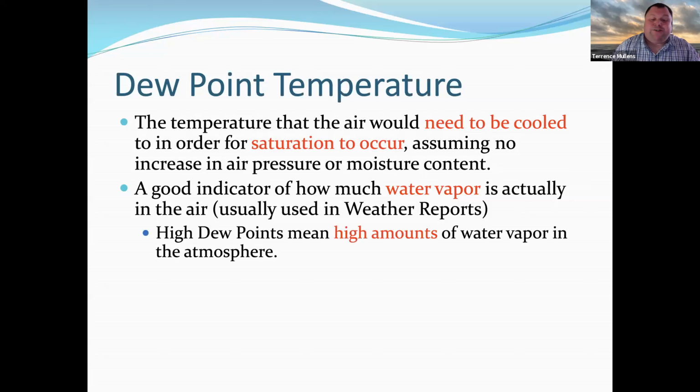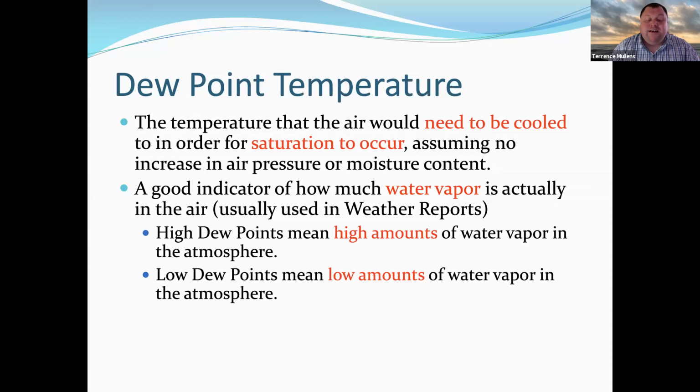When dew point temperature is high, that means that there's a lot of moisture in the atmosphere. When dew point temperature is low, that means that there are low amounts of moisture in the atmosphere. So when dew point temperature is high, the air is very saturated. You don't really need to cool it much to get saturation. When dew point temperature is low, there's not as much moisture, so in order to achieve saturation, you would have to cool your air down quite a bit.